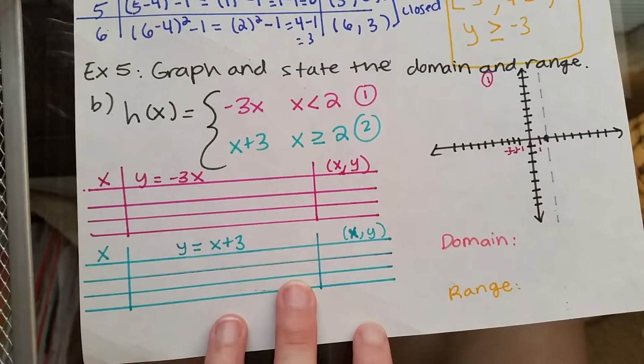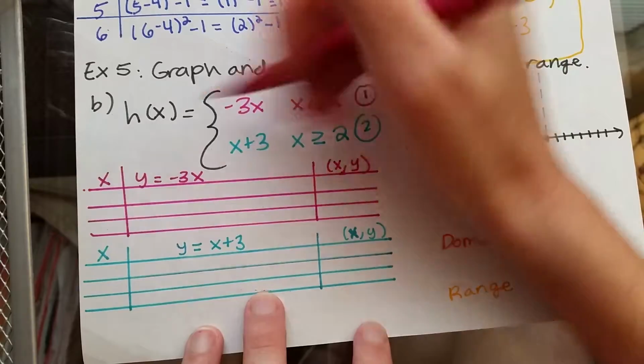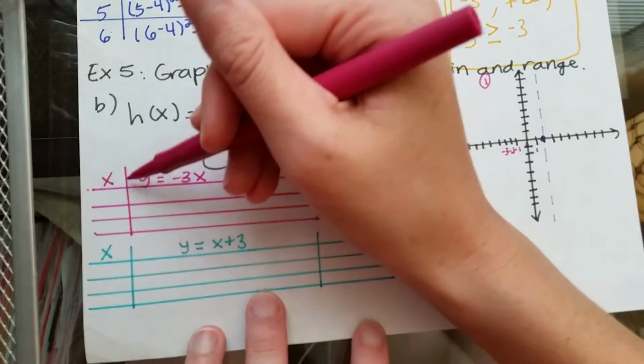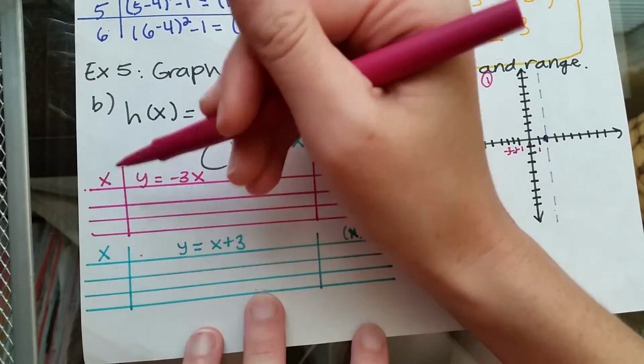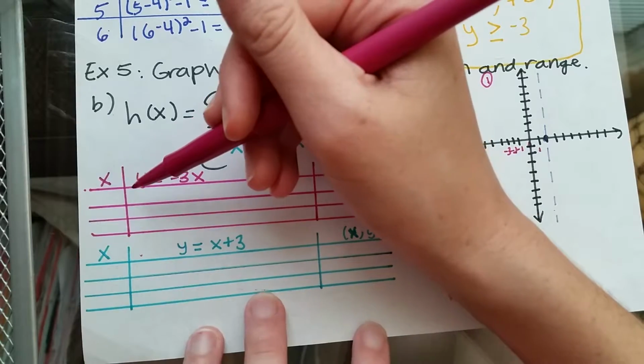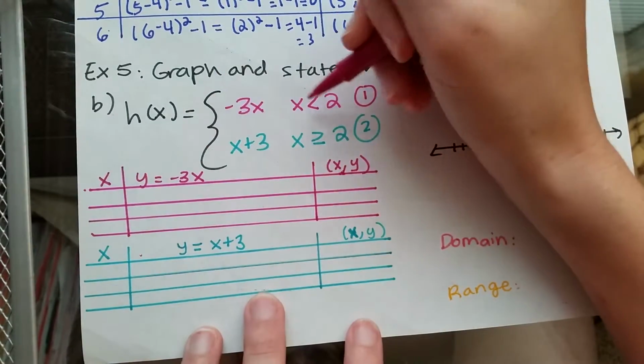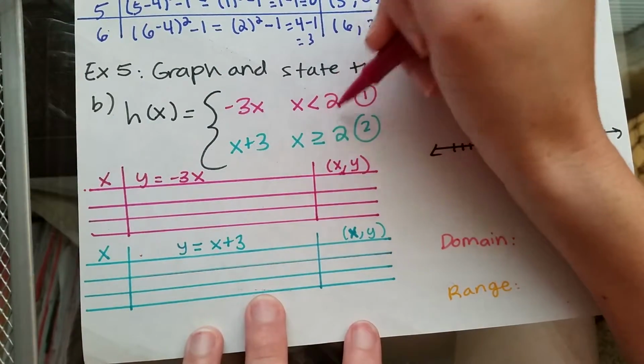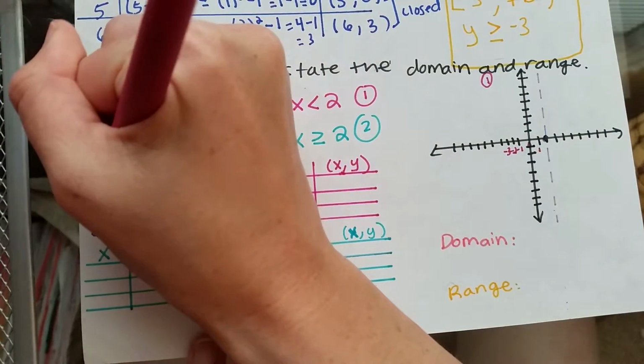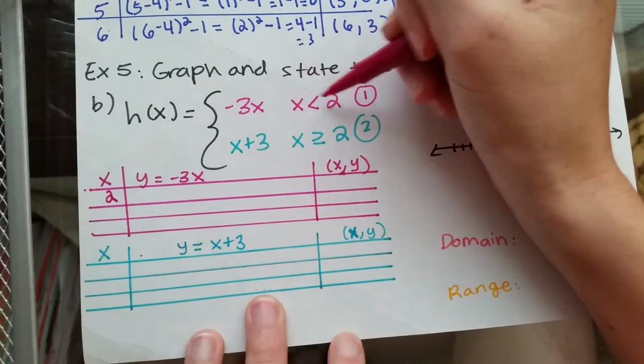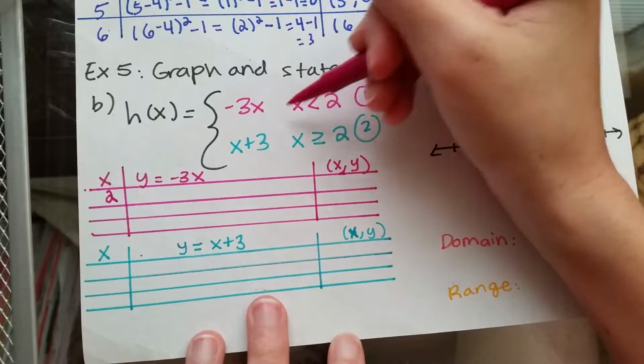So let's go ahead and graph that function. Remember, when you make a table, we like to pick 3 values. It gives a nice shape for the graph so we know what it will look like. So on this first part, we're going to start with the number in our inequality, which is a 2. And then I'm going to pick 2 other numbers that are less than 2.